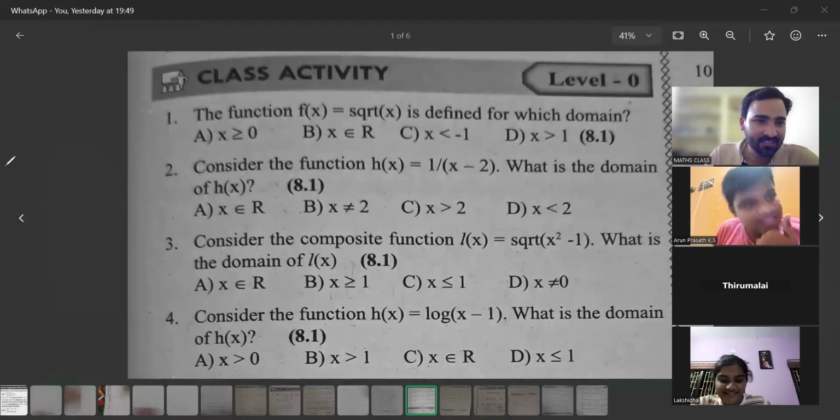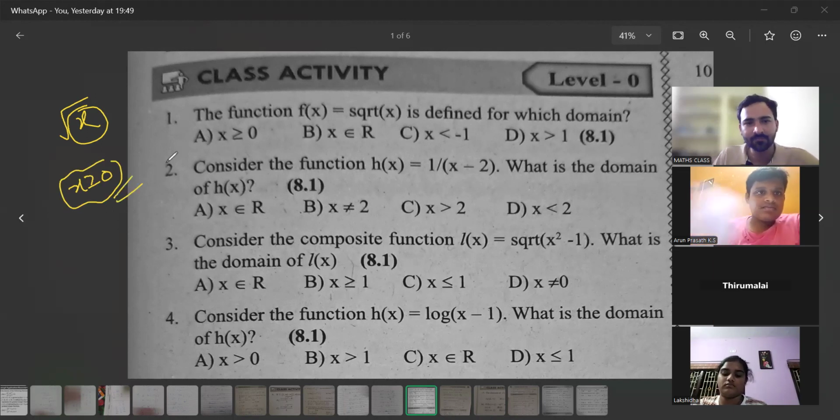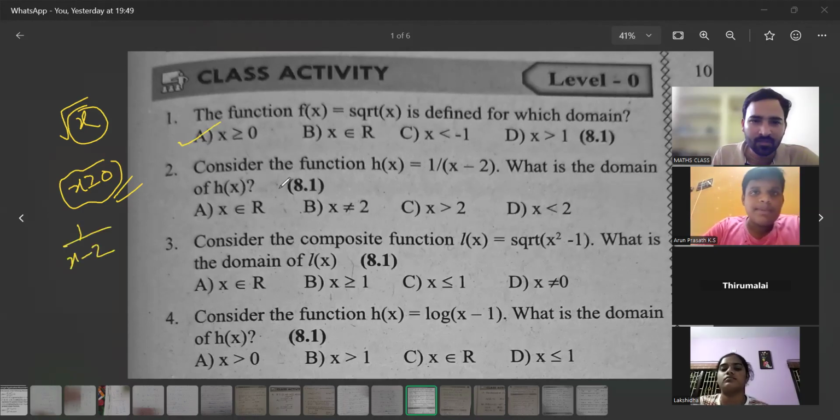So here, this is written as square root of x. What is the domain? That means this quantity should be positive, so x should be greater than or equal to 0. First one is correct. Second one, 1 upon x minus 2. So x cannot be equal to 2.